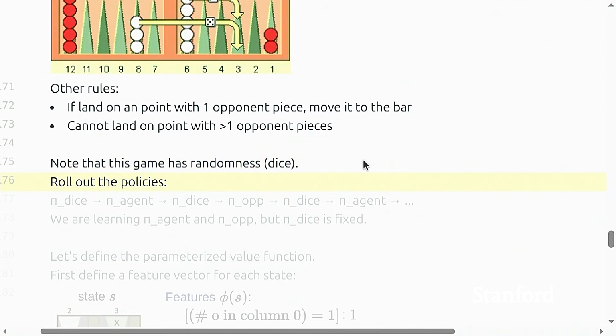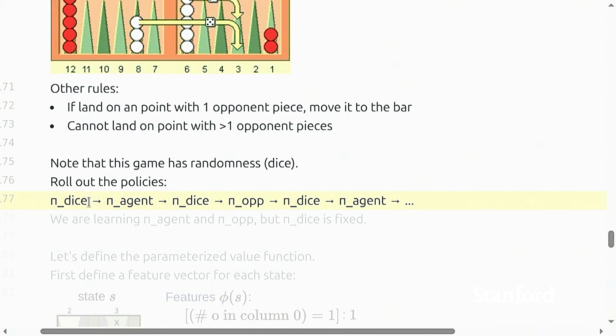So the first thing is to think about the dynamics of the game here. We're going to use pi dice to denote the dice as, I guess, a player in some sense, which is a fixed policy and just generates the values of the two die. The pi dice is going to move first, and then it's going to be the agent's turn. Then when the opponent rolls, that's going to be another pi dice, and the opponent's going to move. And then the agent's going to roll, and then the agent moves, and so on.